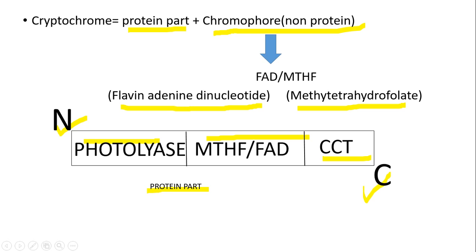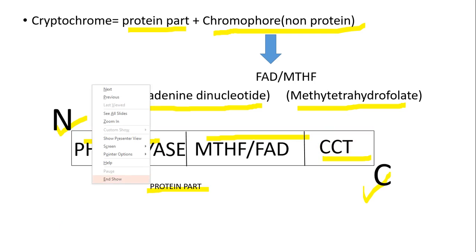As I said, all the photoreceptors except UVA contain a protein part and a non-protein part, the chromophore. In cryptochromes, the non-protein part is FAD or MTHF. FAD is flavin adenine dinucleotide and MTHF is methyl tetrahydrofolate. Coming to the protein part, it contains an N-terminal and C-terminal. So here we have a photolyase domain, MTHF and FAD domain, and the CCT domain, the cryptochrome C-terminal domain.